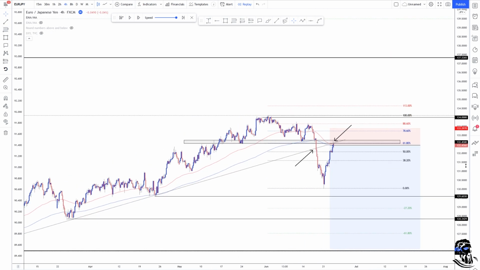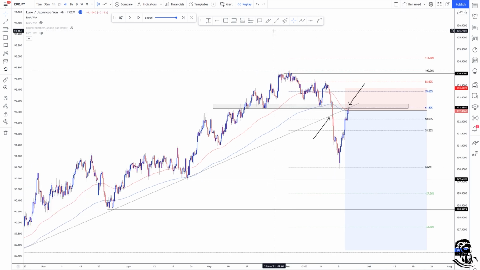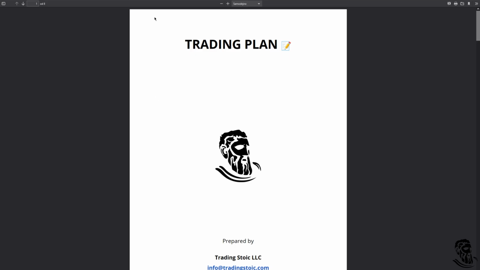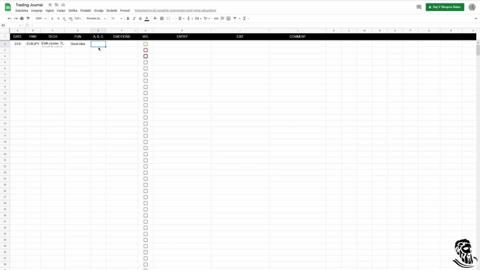So I would say fundamentally this was a pretty decent idea too. Okay, so I was just gonna put in our journal, good idea. So let's do good idea for this one. I'm not gonna go too deep. So trading plan, according to our plan, was this A, B, or C setup. I would say this is pretty close to an A setup, so we'll do A setup.